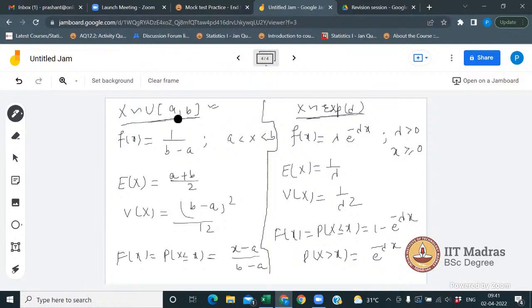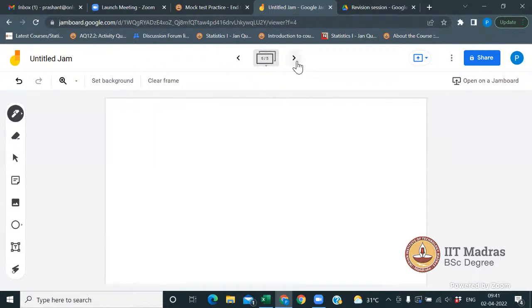These formulas are used for solving the questions. Just read the questions carefully, whatever is given and what you have to find. That's it. Could we also do the expectation and variance for hypergeometric? For hypergeometric, variance is a complicated one. For the mean, you can remember the formula is m into n by capital N.